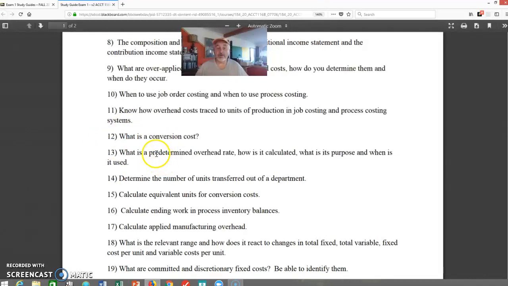The reason we do the predetermined overhead rate, number 13, how is it calculated and what is its purpose? Predetermined overhead rate is that estimate that we need, because in order to have a completed product, you need direct materials, direct labor, and manufacturing overhead applied. We use applied because we don't know what the actual manufacturing overhead costs are until the end of the period. However, at the beginning of the period, we need to be able to add that cost into our job or process cost, so that when the job is completed, and if it's completed prior to us having all of the actual data, we can complete the job and bill the job to our customer.